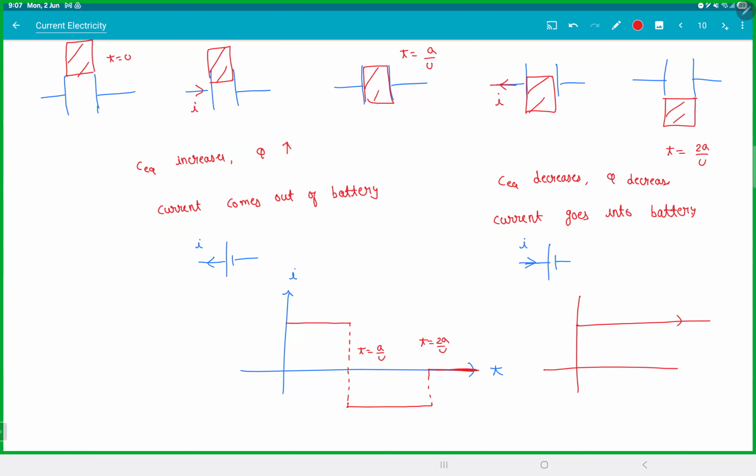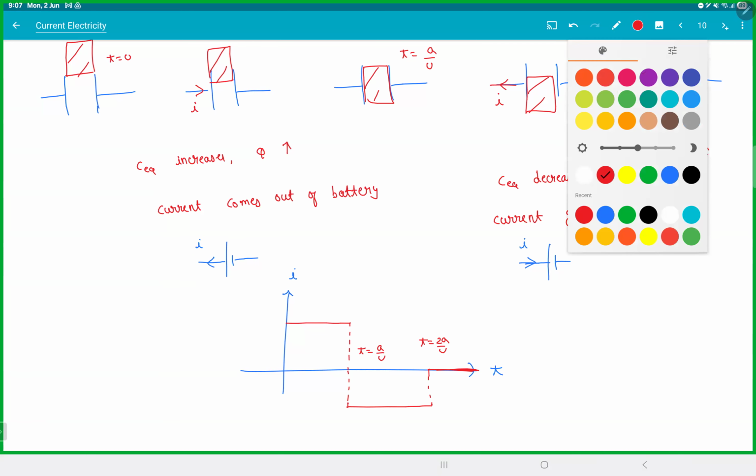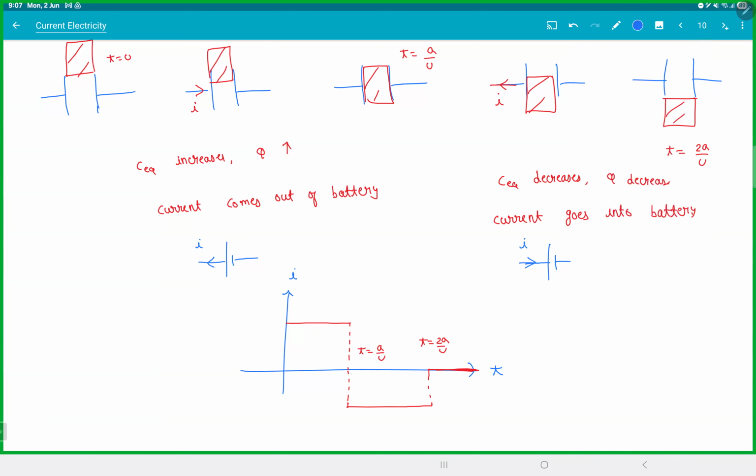Is that clear, everyone? So charge was going into the capacitor and then coming back into the battery again. So current direction has changed. After A by U, the current flow will reverse. All clear with this? Yeah, this is a capacitor and current electricity. And again, we just did one definition, dq by dt. This is the kind of questions you can ask. Any doubts on this?